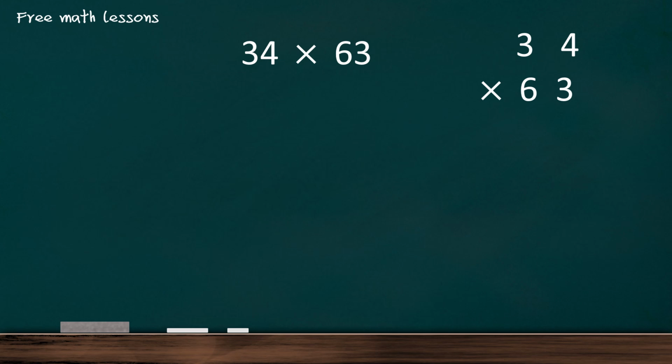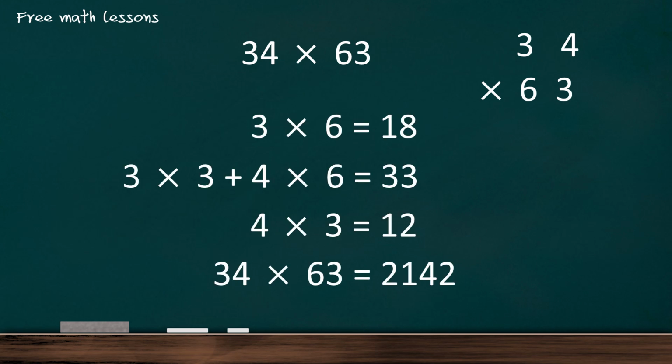Go on. Calculate 34 times 63. Draw the connection line as before. First a line on the left, then a cross in the middle, and finally a line on the right. For this, we get 18, 33, 12 in this order. And then we're going to translate that into the simplest form.